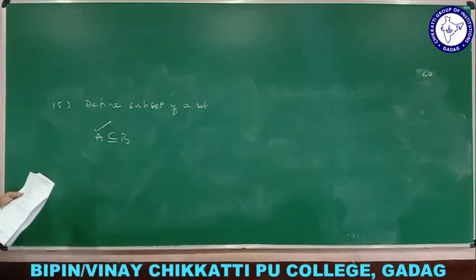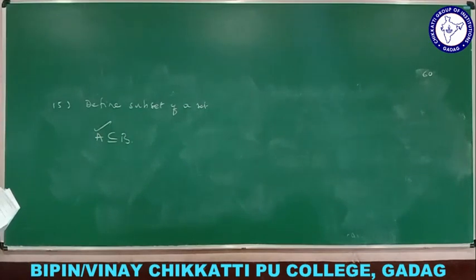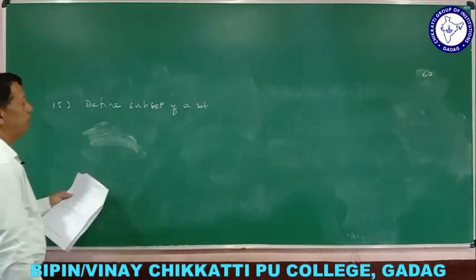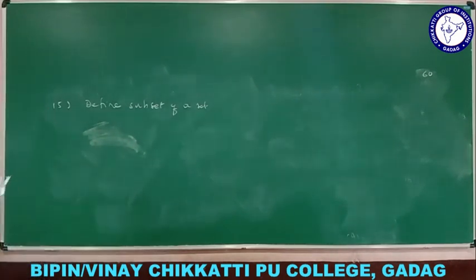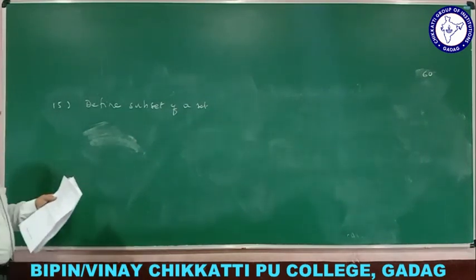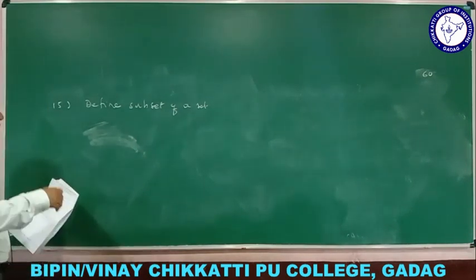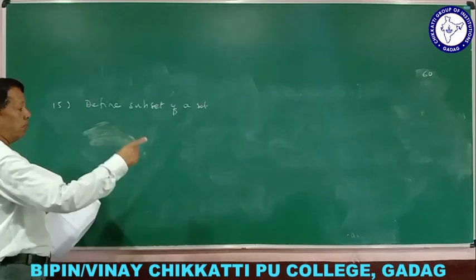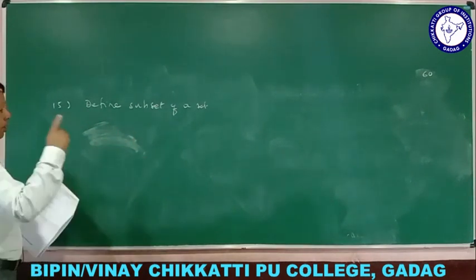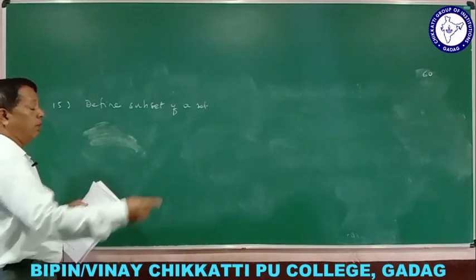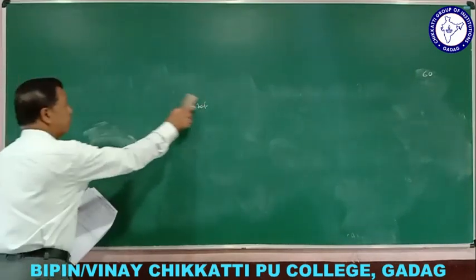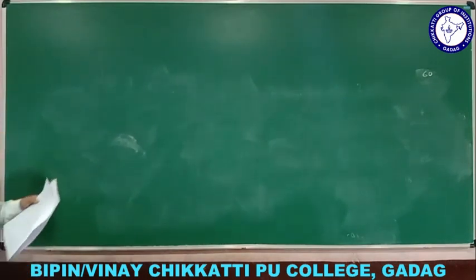So the definition: the set A is said to be a subset of set B if every element of set A is also an element of set B. Once again, set A is said to be a subset of set B if every element of set A is also an element of set B. That is called a subset. And of course, we have discussed that for part A.